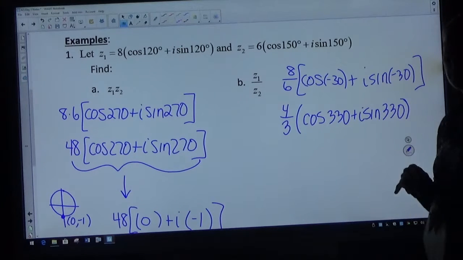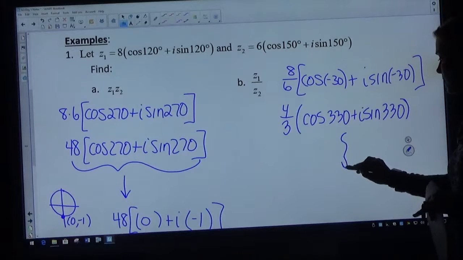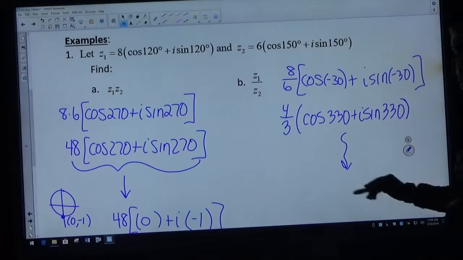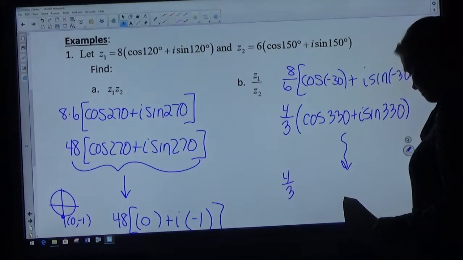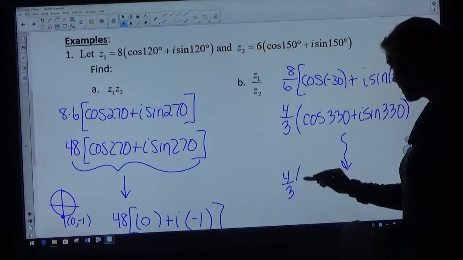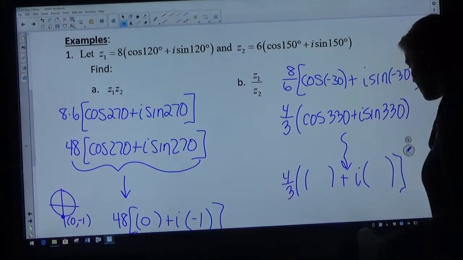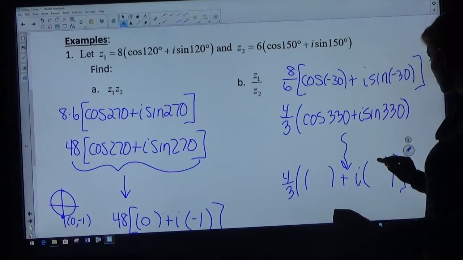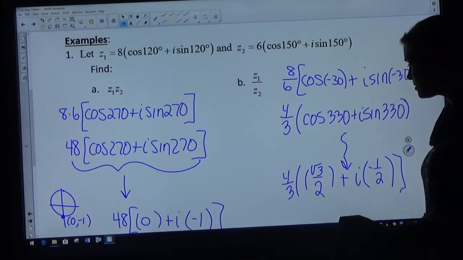So that's it. That's my trig form. I've finished the problem, but maybe I might want to then convert it back to imaginary a plus bi form. So I go 4/3 times the cosine of 330 plus i times the sine of 330. That has a reference angle of 30, and so the sine is going to be negative, the cosine is going to be positive. I'm going to place those in.